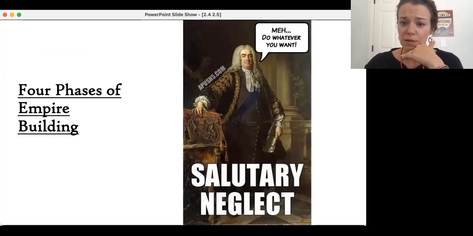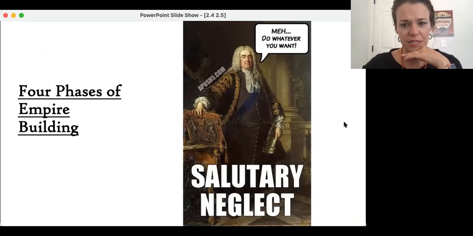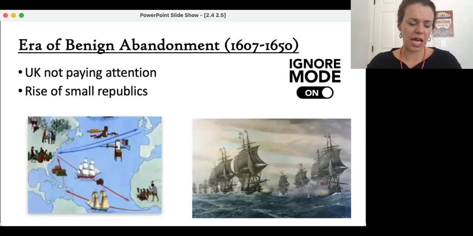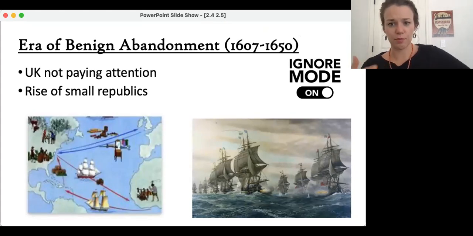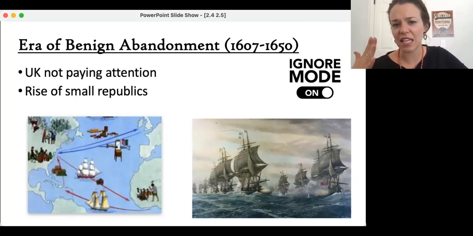So let's talk a little bit about transatlantic trade. I refer to this as the 4 phases of empire building. So phase number 1, we know that the American colonies were not separate from the British Crown. And so how did the British government, how did their policies towards these colonies change over time? How did they evolve? In the beginning, 1607 to 1650, hereabouts, we might refer to this as the era of benign abandonment.